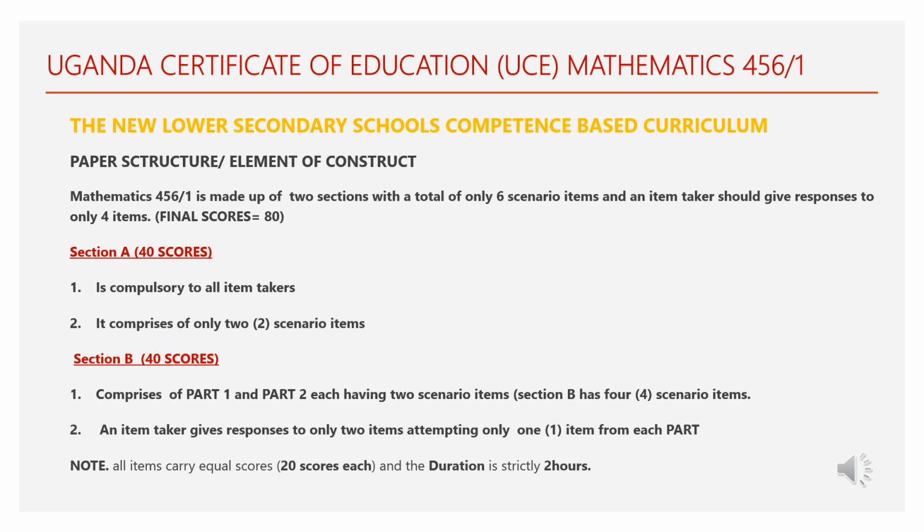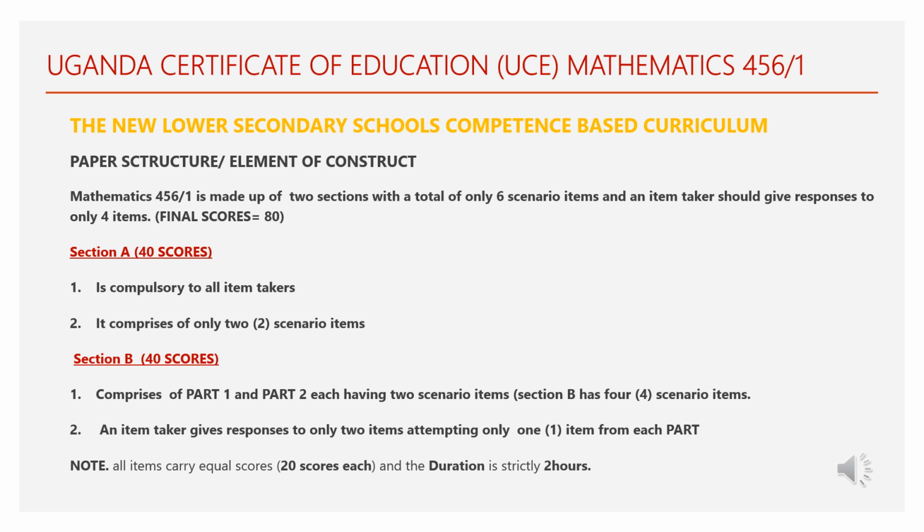Okay, let's go direct to the topic of discussion. And this is the Uganda Certificate of Education UCE Mathematics. The paper code is 456/1. We do not have a /2 because the old curriculum mathematics was harmonized into a single paper, and that is 4561.